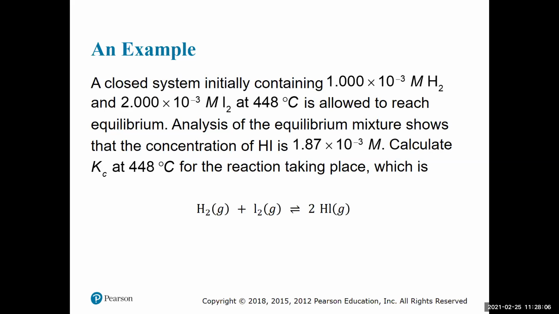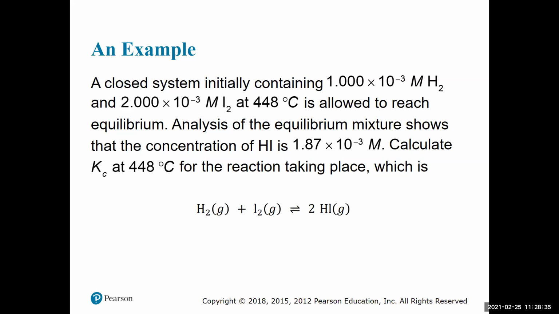So in that first sentence, we got initial concentrations of our 2 reactants. Down at the bottom, we have a chemical equation. So we already got a few things that we said we were interested in. Now let's look at the second sentence. Analysis of the equilibrium mixture shows that the concentration of HI is 1.87 times 10 to the minus 3 molar. Great, so now we have an equilibrium concentration.